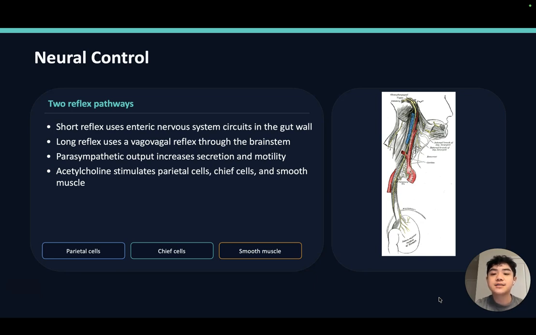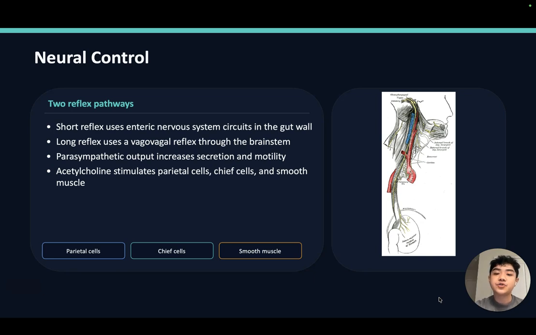The second type is long reflexes. In the stomach, the most important long reflex is the vagal reflex. Sorry for my pronunciation. It involves the vagus nerve and the brainstem. Signals travel from the stomach to the brainstem, then back to the stomach. This helps coordinate stronger and more widespread responses when a meal is present.